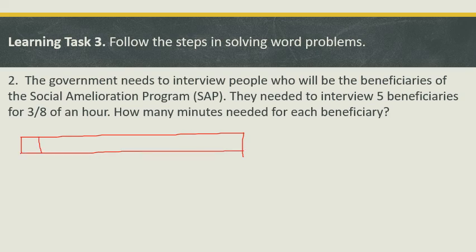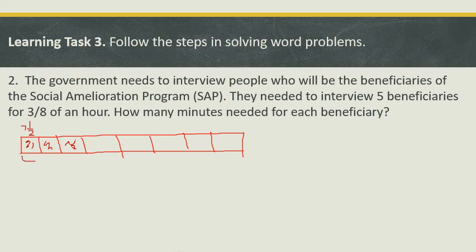So, hatiin natin sa 8. 1, 2, 3, 4, 5, 6, 7, 8. So, ang total nito, nagre-represent to sa 1 hour. So, 60 minutes. And, tatlo lang po, 3/8. So, tatlo lang po ang ginamit para sa pag-interview. So, ito po. So, kung 60 minutes po ito, divided by 8, so tig 7 and 1/2 po kada oras. So, kada box. So, tig 7 and 1/2.